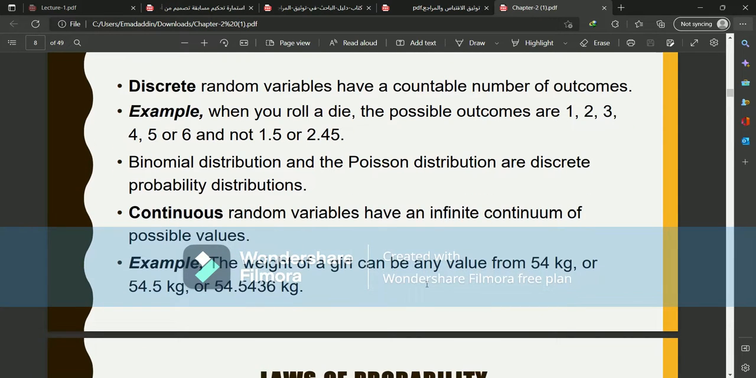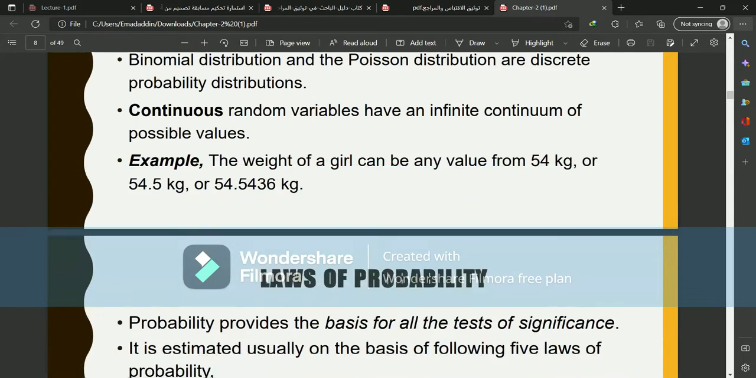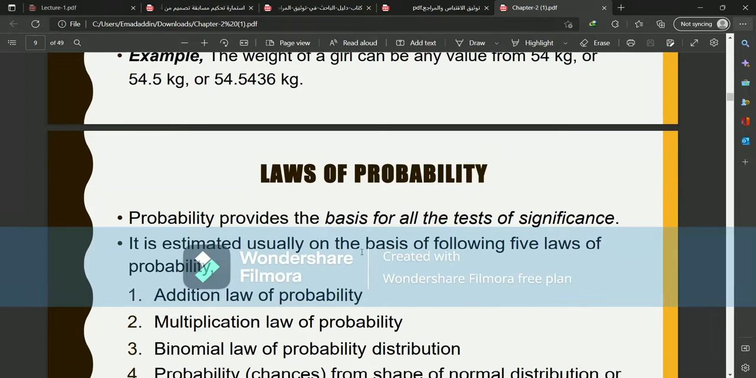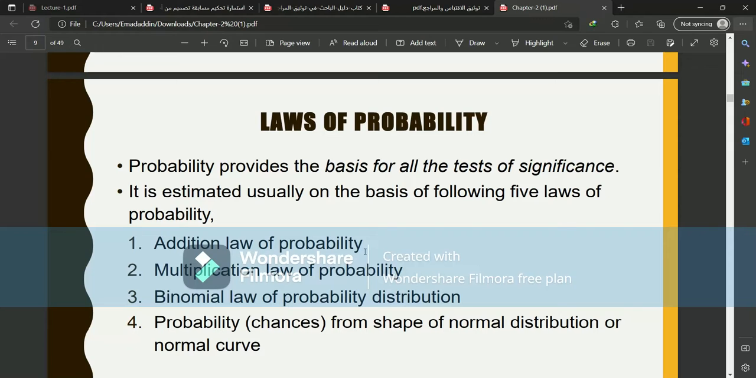Continuous random variables have an infinite continuum of possible values. For example, the weight of a girl can be any value, such as 45 kilograms, 45.5 kilograms, or 45.5436 kilograms.